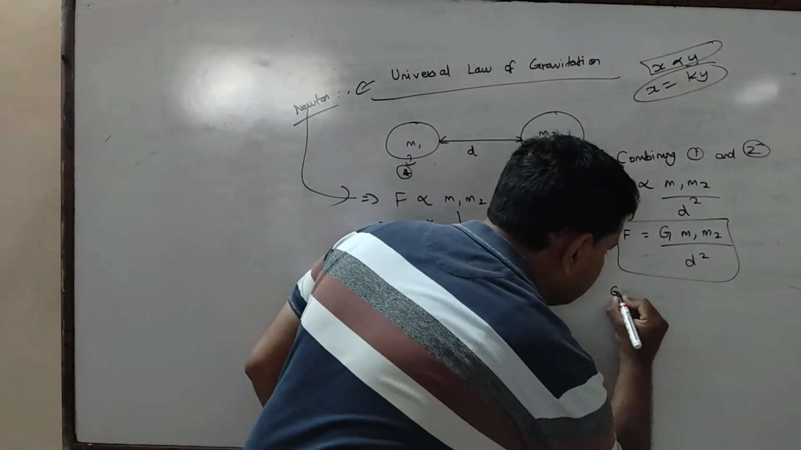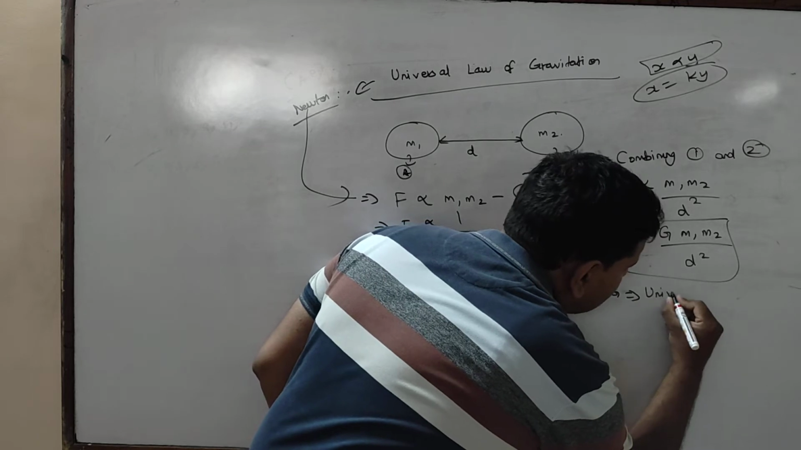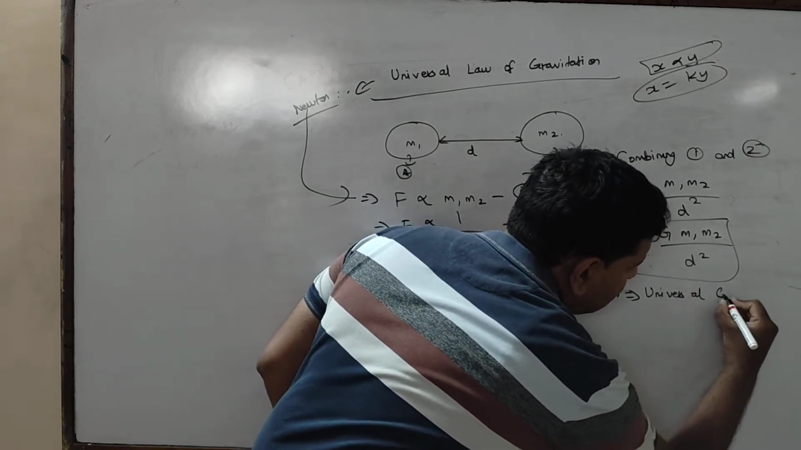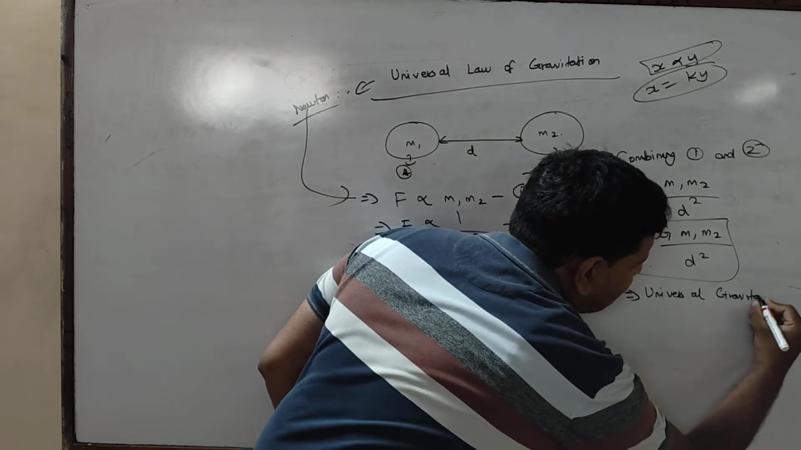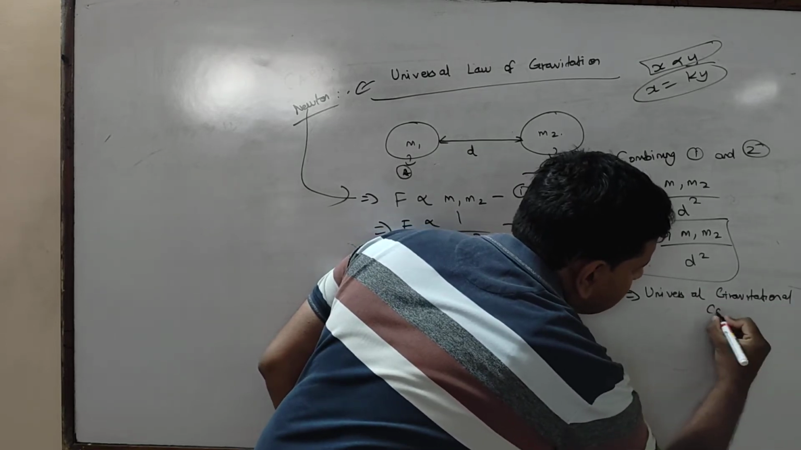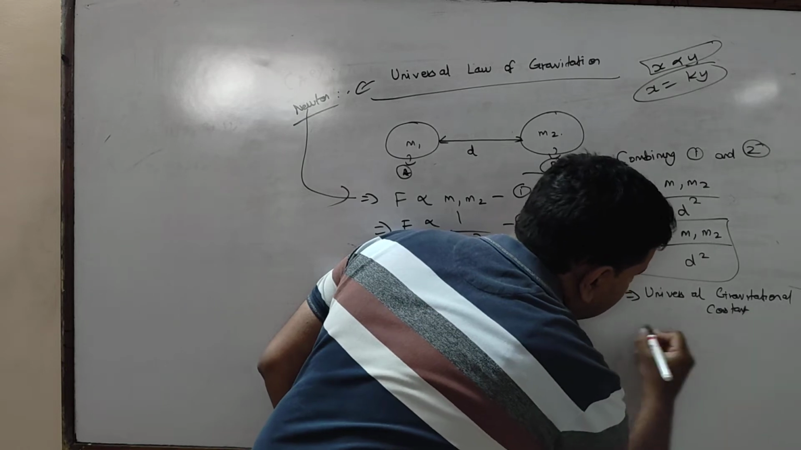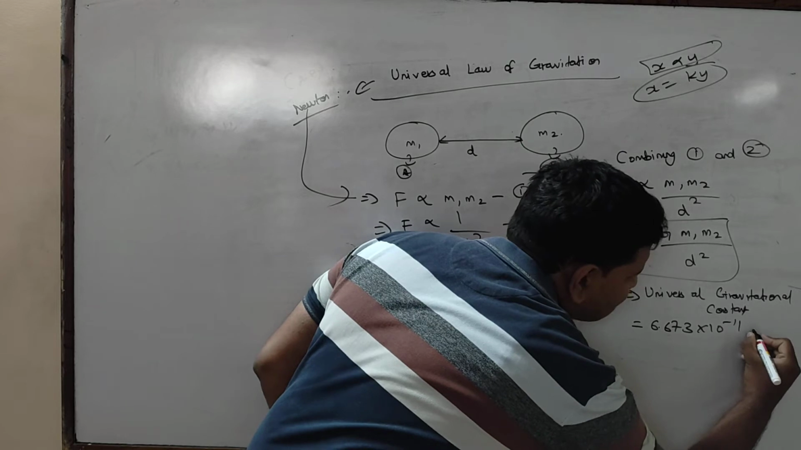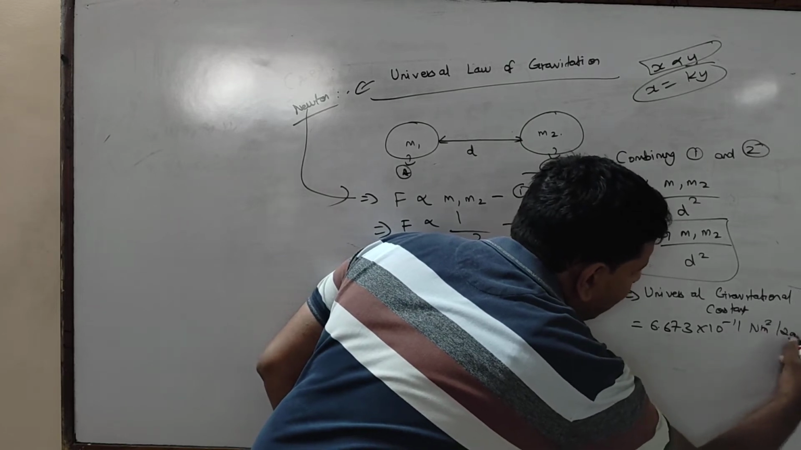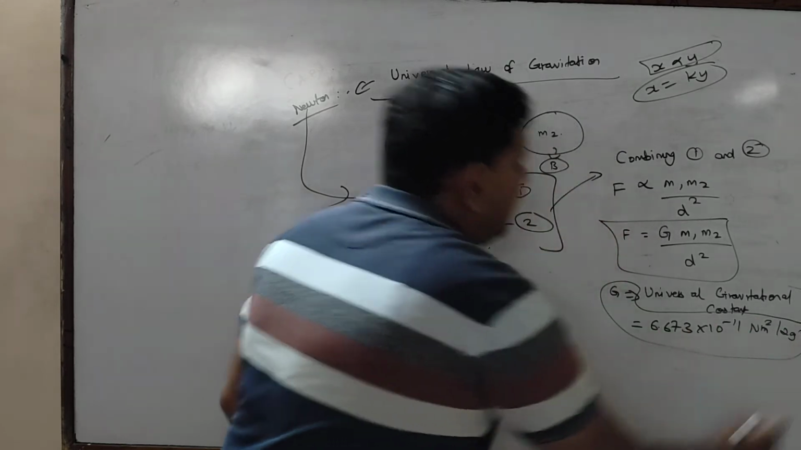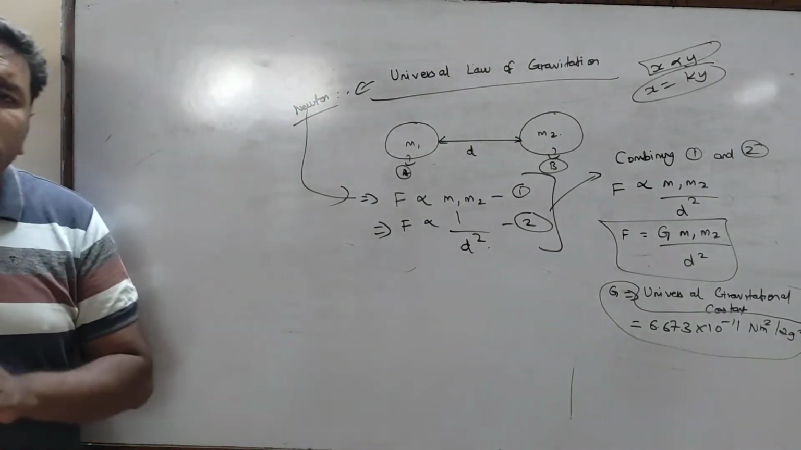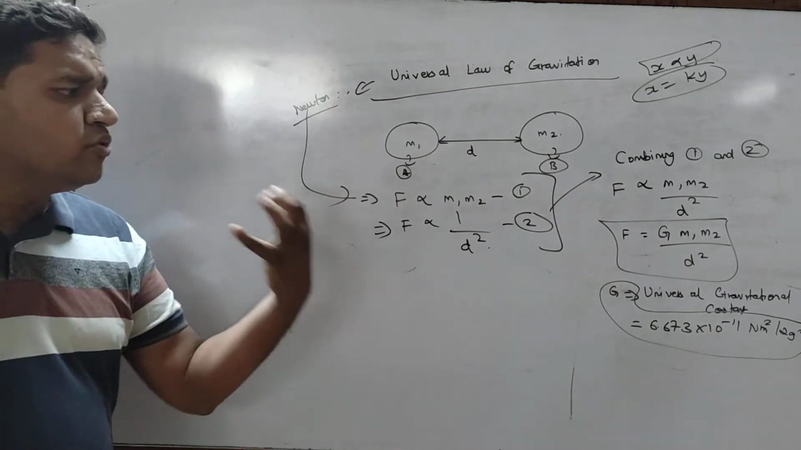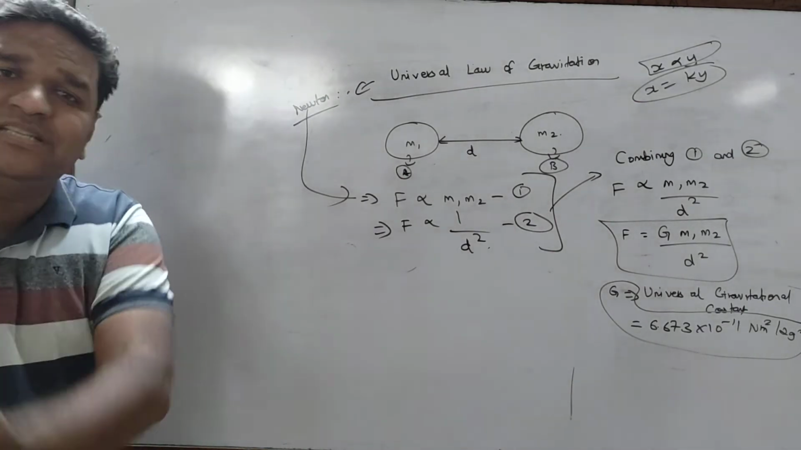It is termed as the universal gravitational constant, 6.673 into 10 raised to minus 11 Newton meter square per kg square. Capital G is the universal gravitational constant, which is 6.673 into 10 raised to minus 11 Newton meter square per kg square.